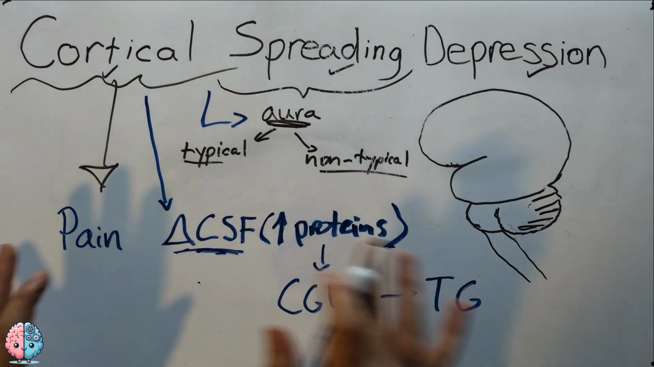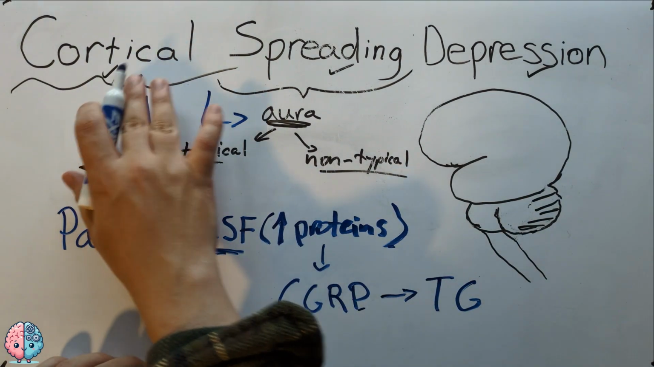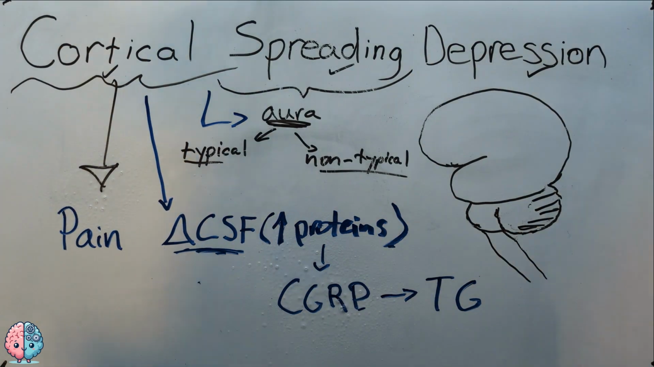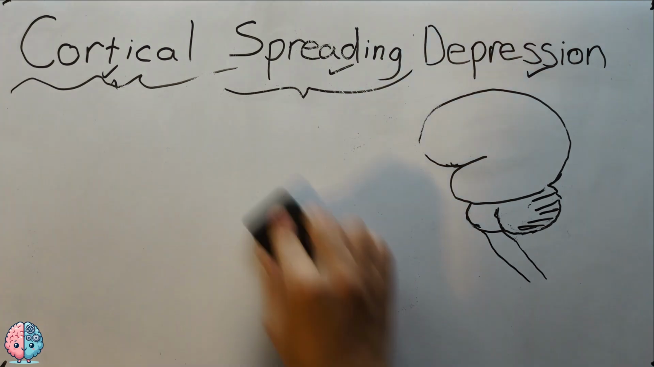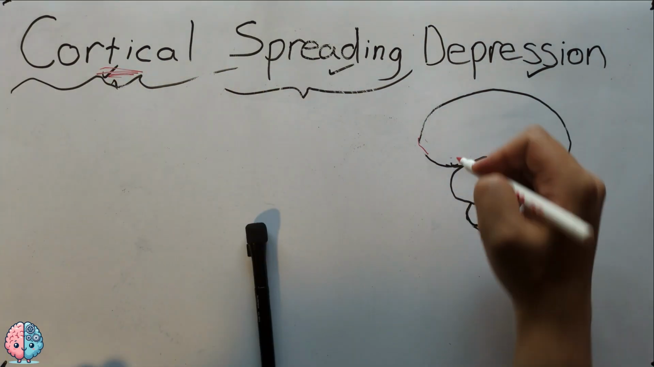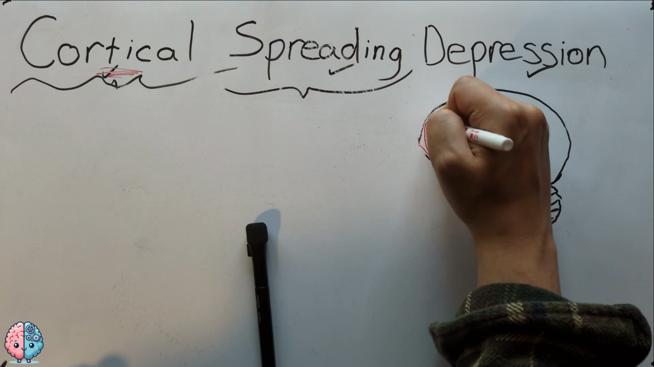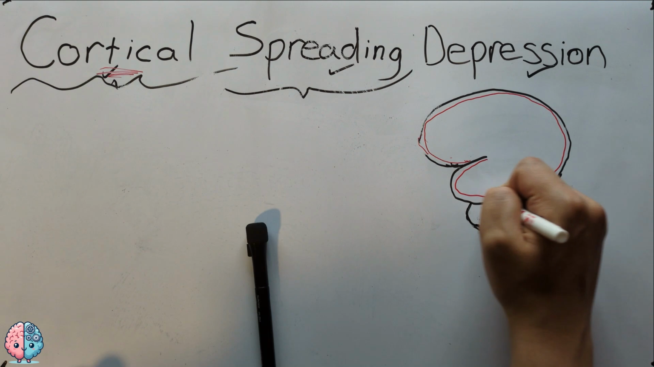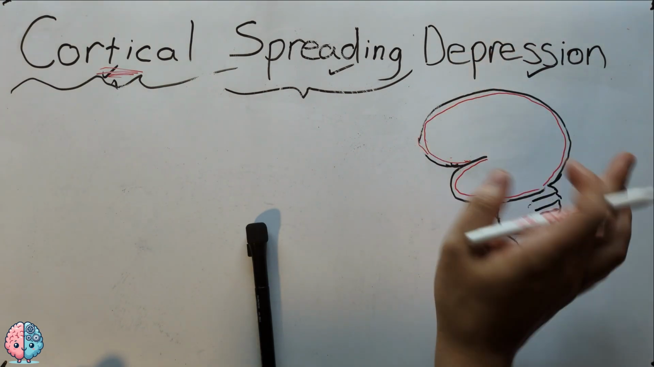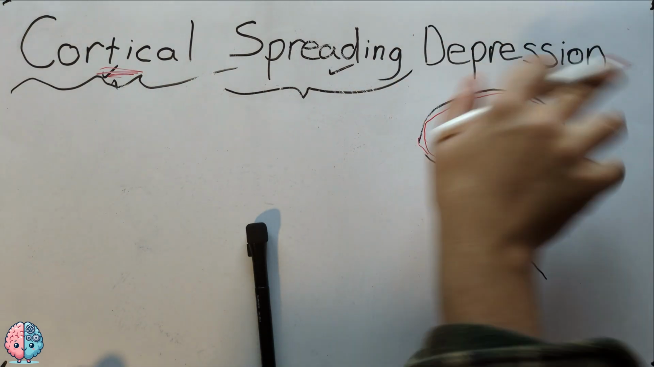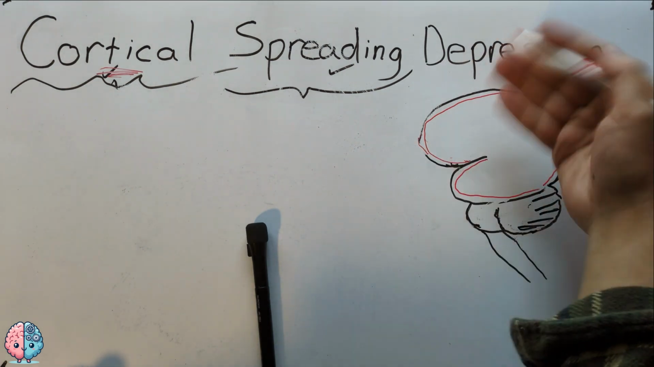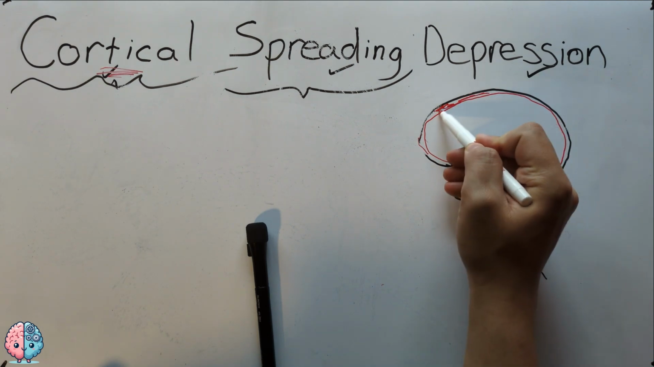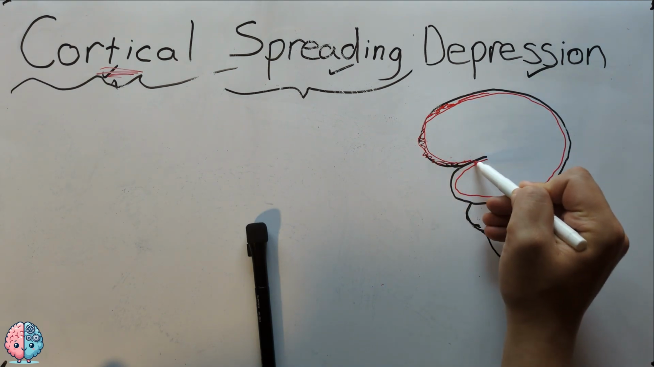Now, to understand cortical spreading depression, let's break it down word by word. So let's start with cortical. Let's just get this erased here. So what does cortical mean? Cortical means the cerebral cortex, the outermost layer of the brain. Now, if this were a 3D image, it would be the entire outermost layer of the brain. But if we look at it as more of a sagittal cut, we see that it's this outermost layer right here.